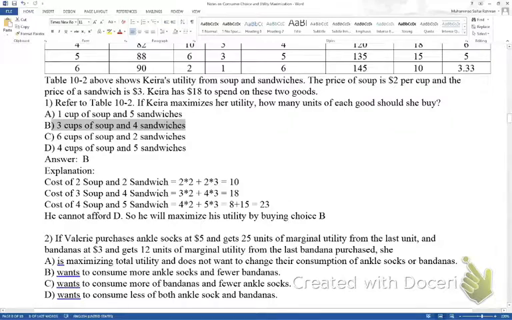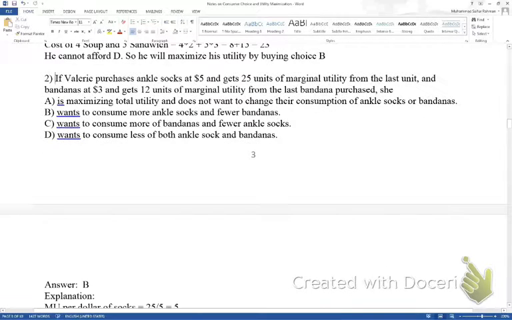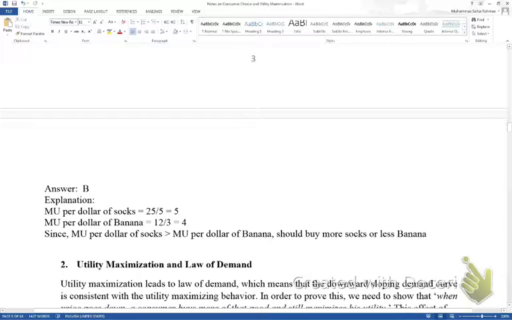Let us look at another example, right? Let's read the question that is in the slides. If Valerie purchases ankle socks at $5 and gets 25 units of marginal utility from the last unit, and bananas at $3 and gets 12 units of marginal utility from the last banana, what is she doing? So let's try to look at that. For this person, the marginal utility per dollar from socks is 25 divided by 5, which is 5. The marginal utility per dollar on bananas is 12 divided by 3, which is 4.